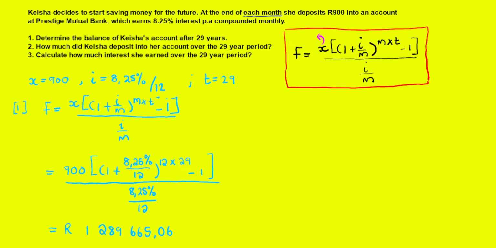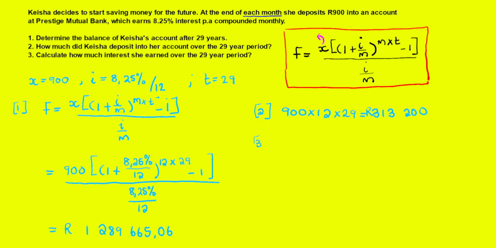1,289,665 rands. To answer the second question, which is saying how much did Keisha deposit into her account over 29 years? Well, she used to deposit 900. How many times? Well, each month, so times 12. For how many years? Well, for 29 years. So in total, how much money did Keisha deposit? Well, she did deposit 313,200 Rand.